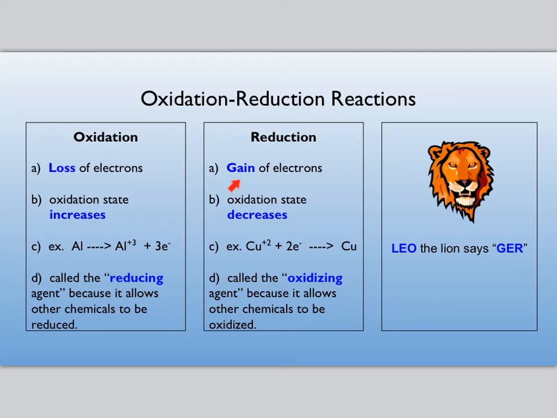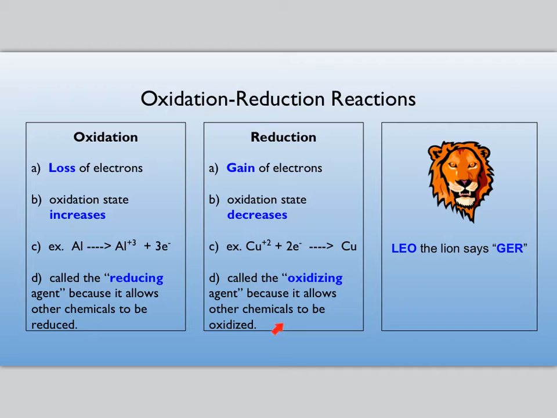Reduced specifically means a gain of electrons. In this case, the oxidation state will decrease because electrons are negative, and the more we have, the more negative we become. So here's a copper plus 2 ion gaining electrons to become a piece of copper metal or a copper atom. Its oxidation state is going from plus 2 to 0. In this case, this copper plus 2 would be called the oxidizing agent because it will allow other chemicals to be oxidized.